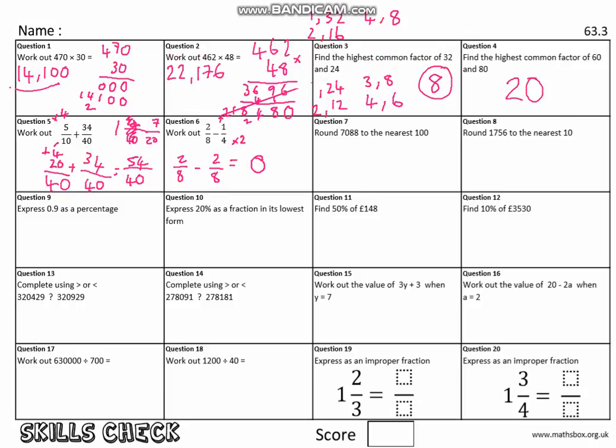Okay, so next up we've got some rounding to do. So this one says round 7,088 to the nearest 100. So the first thing we need to do is look in our hundreds column, which is here. Okay, so in our hundreds column we've got a 0. So either we're going to leave that as a 0 or we're going to round it up to a 1. The next number is an 8. And an 8 is 5 or above. So that means we're going to round the previous number up. So that means we're going to get 7 and then our 1 and then 0, 0. So 7,100 for that one.